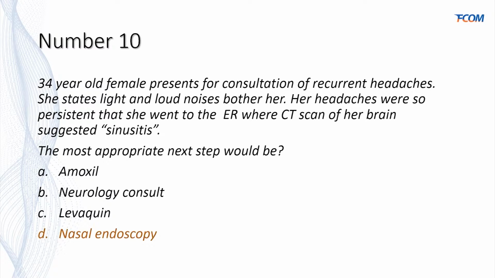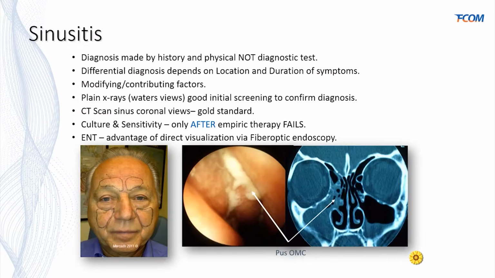We're fortunate that in ENT with direct visualization we can see what's going on. Keep in mind that sinusitis is a diagnosis made by history and physical, not diagnostic tests. The differential diagnosis depends on location and duration of symptoms. In the previous case, the key was light bothered her, so it was suggestive of migraines. Flexible endoscopy would show if there's any purulent secretions. A CT scan of the sinuses is the gold standard, and we only culture after empiric therapy fails.